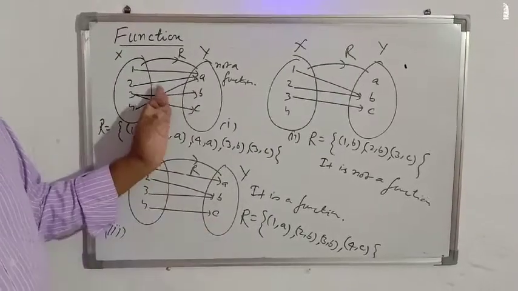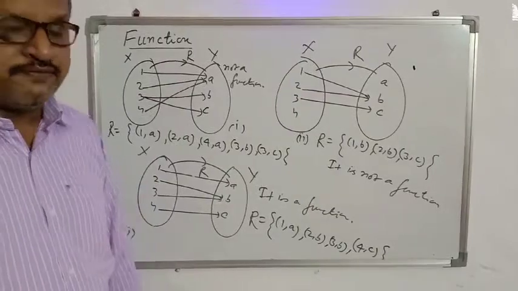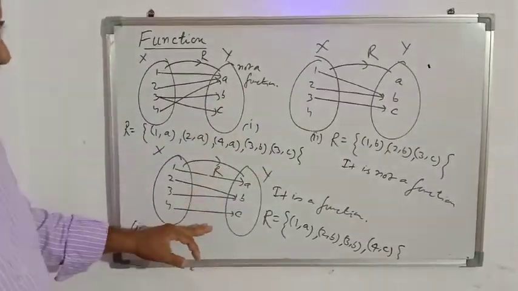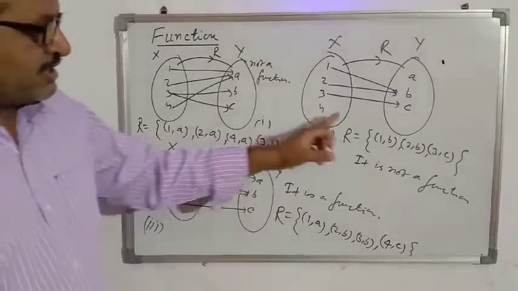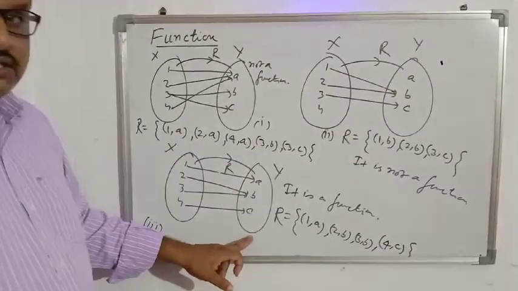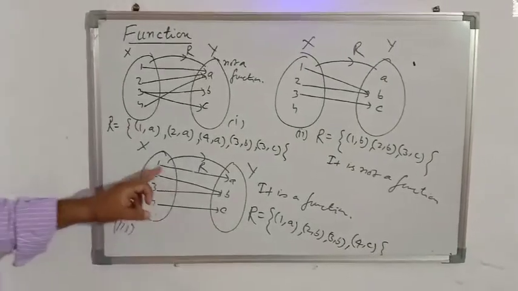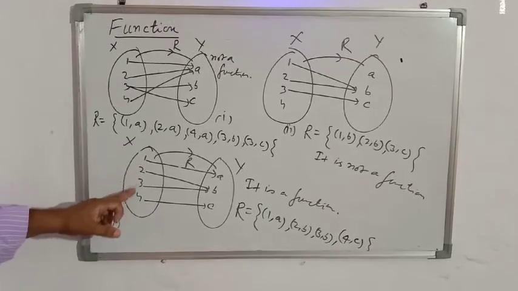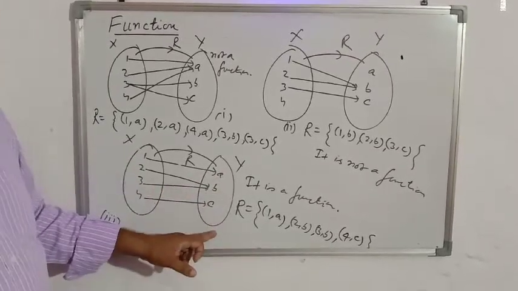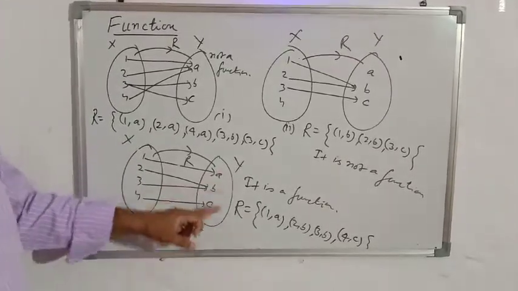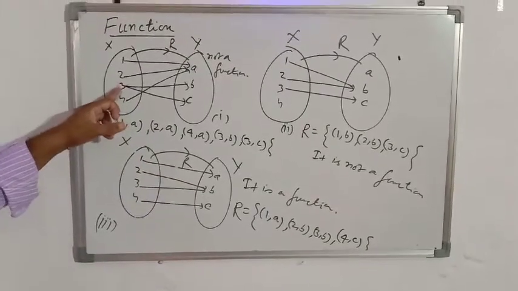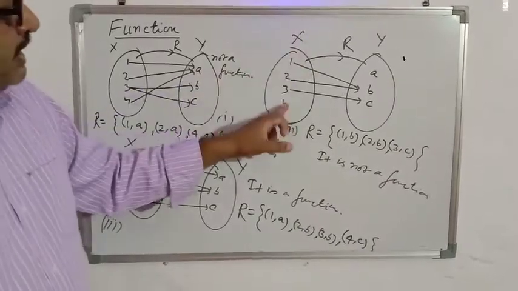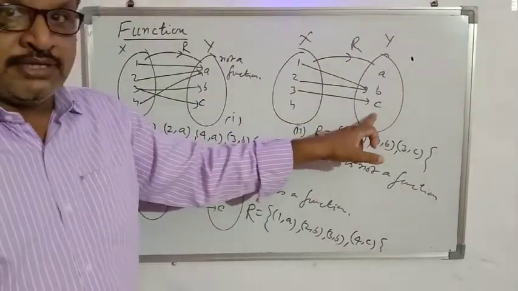Every function is a relation, but every relation is not a function. First one is also a relation, second one is also a relation, third one is also a relation. But these two relations are not functions. The third one is a function. Why is it a function? Because no element is left in the set X, and each element of the set X has a unique image in the set Y. Unique image means only one image in the set Y. But here in the first case, one element has two images in Y, B and C. Here, one element is left, it is not connected to any element.